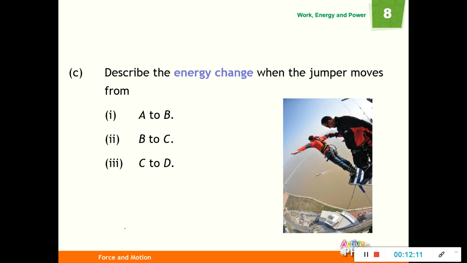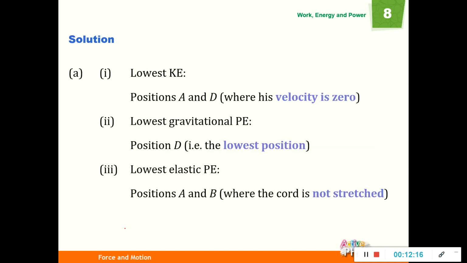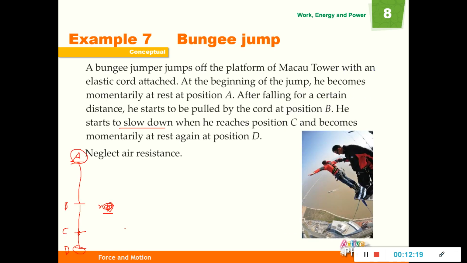How about part C? Describe the energy change from A to B, B to C, and C to D. So look at this. From A to B, you can see that PE is decreasing from the highest point A to the lower point B. GPE is decreasing. Decreasing for what? For the increase in kinetic energy. But how about EPE? Because the string doesn't have any extension, EPE should keep 0.